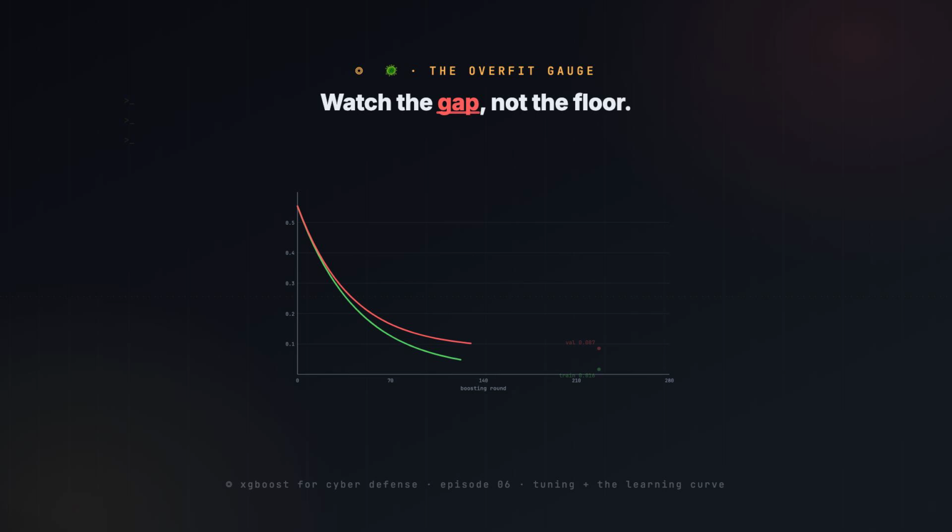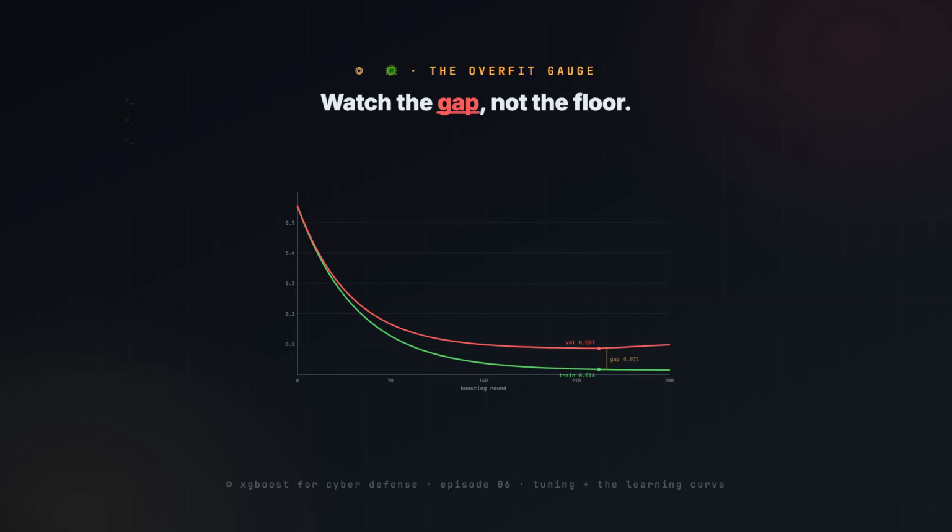The training curve always slides down: more rounds, more memory. The validation curve is the honest one. It drops, bottoms out, then starts creeping back up. The gap between them at the bottom is your overfit gauge. A hair's gap means you're generalizing. A chasm means you've memorized.